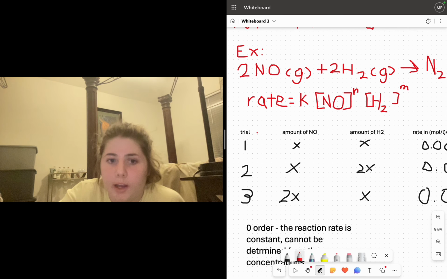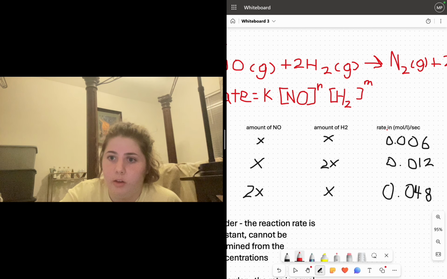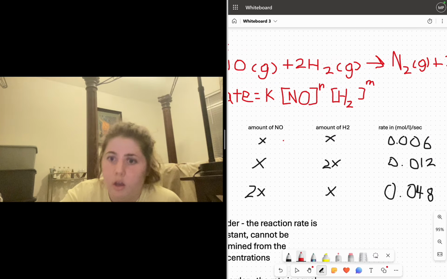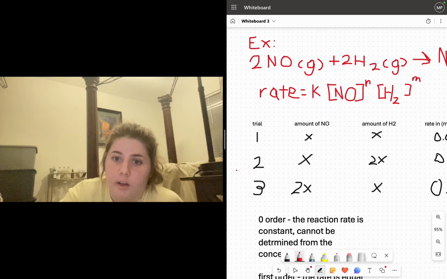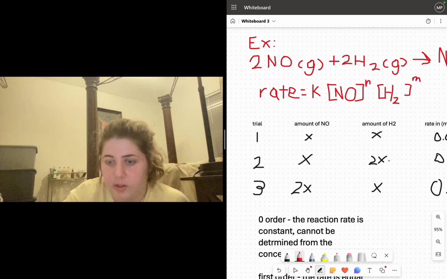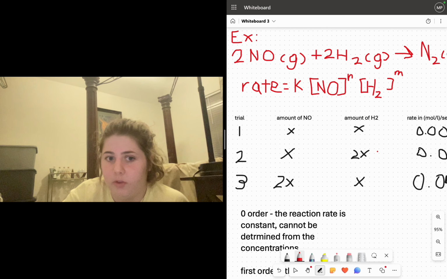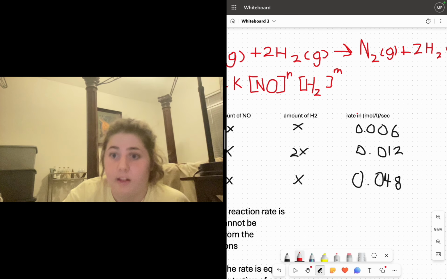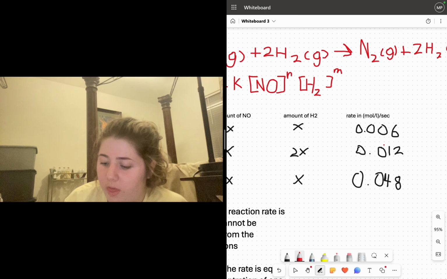So right here I wrote down trial 1, we use the same X for the set amount of nitrous oxide and H2, they both have the same amount. And for that one, we got our rate in moles per liter per second was 0.006. And then to find the exponent, for trial 2, we used the same amount of nitrous oxide and then doubled the amount of hydrogen, and that gave us exactly double this rate.